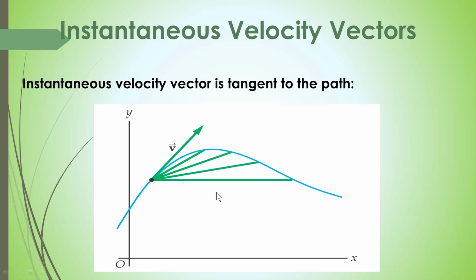Instantaneous velocity vector: what is instantaneous velocity? Basically, the velocity at any particular instant. Let's say we are considering this instant and we want to check the velocity over here. Then the instantaneous velocity vector will be along the tangent. If we take this particular point, the velocity will be along the tangent at this point. So the instantaneous velocity vector is tangent to the path.